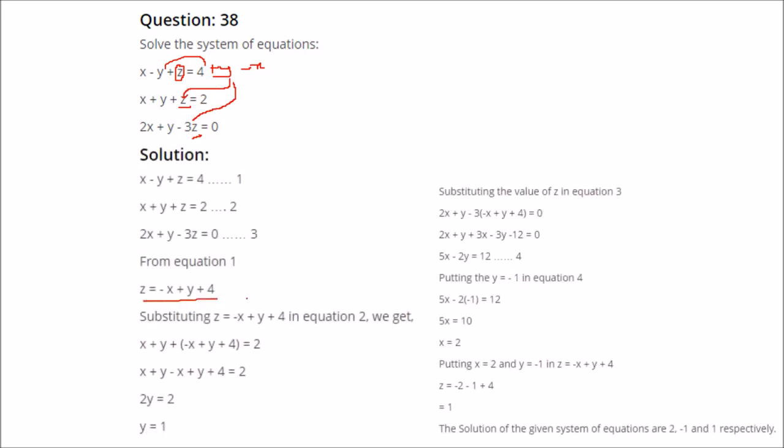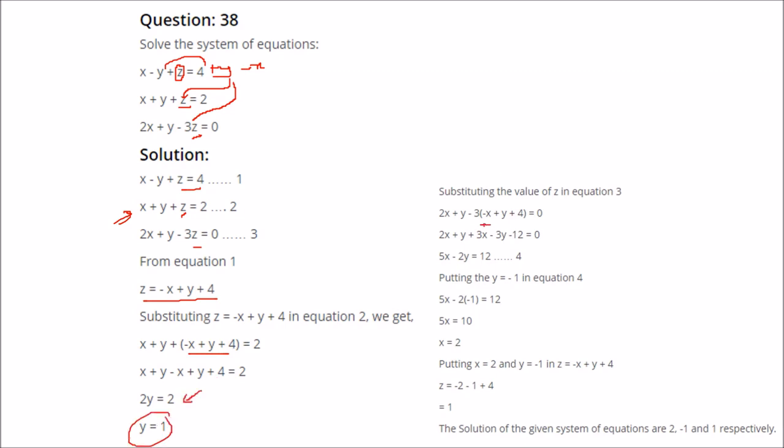So when you put z equal to minus x plus y plus 4 in this second equation, because we just want to eliminate z, and how can we eliminate it from these two equations? Means second and third, we will find z from here and put it here. So now this will be x and y only.